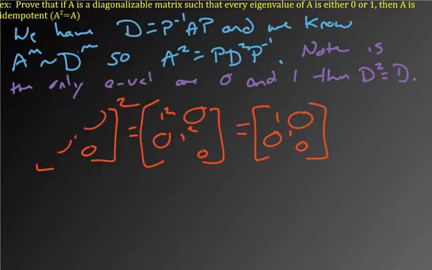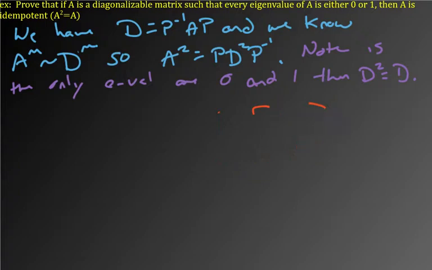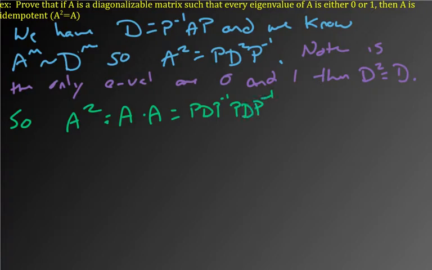Let me get rid of this. And so now I can kind of blend these two things, right? So if I have this A squared, I know A squared is A times A, of course, right? And I know that A is equal to PDP inverse, PDP inverse, right?